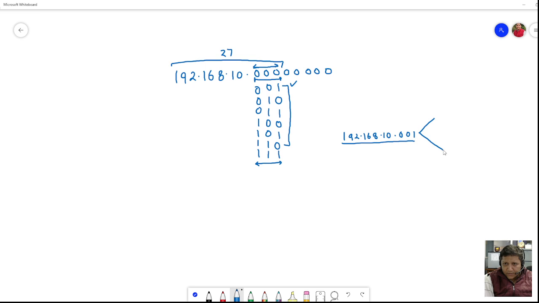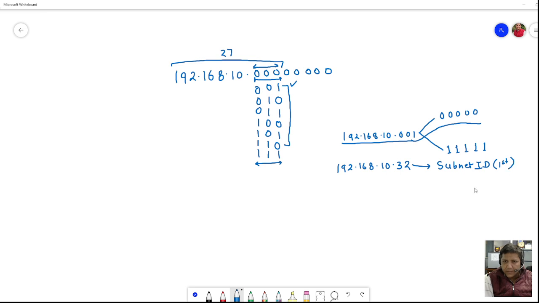And the rest 5 bits go from all 0 up to all 1. So what is this number in decimal? 0, 1, 2, 3, 4, 5. What is this number? 1, 5, 0, 0, 1, 2, 3, 4. It is 192.168.10.32. This is our first subnet ID.